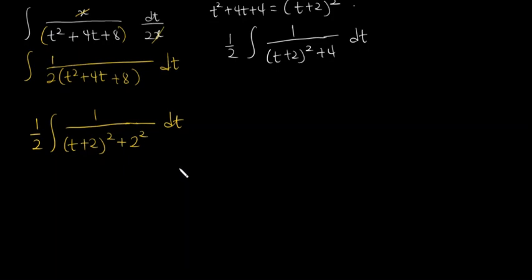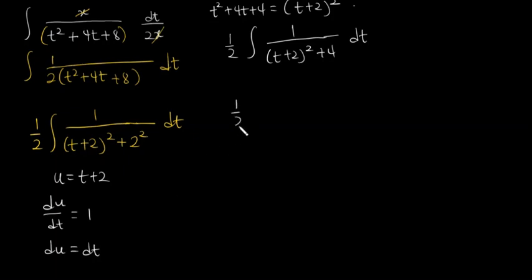Now we are going to do a u substitution here. Let u be equal to t plus 2. So the derivative of u with respect to t will be equal to 1, because the derivative of t will give us 1 and the derivative of 2 will give us 0, because it is a constant. So at the end, you are going to have du equal to dt.